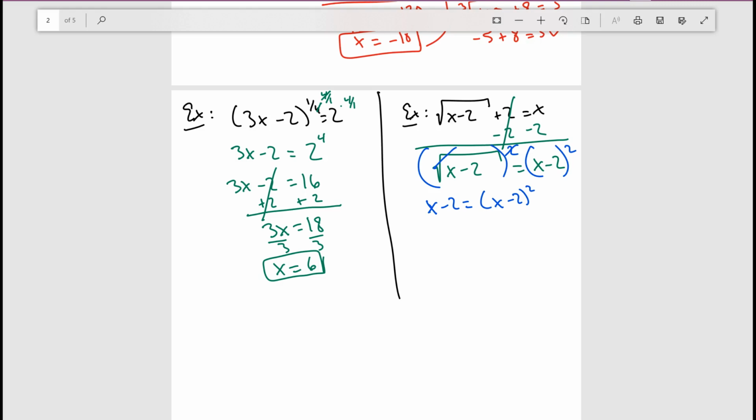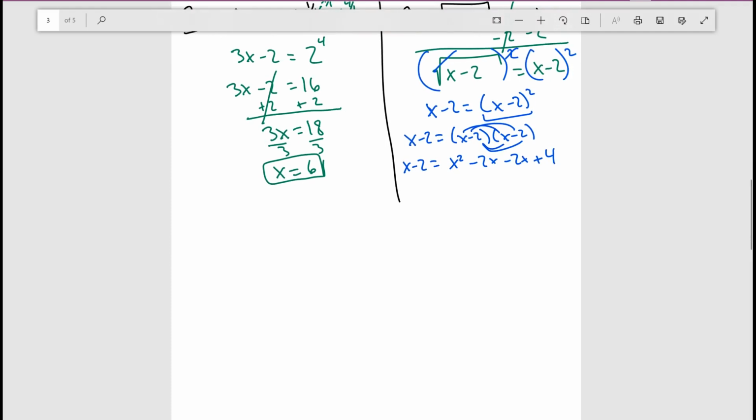Now it doesn't seem like we really did anything. What else can we do? Well, this tells me that there's two of these things. So I have x minus 2 equals x minus 2 times x minus 2. Now let's FOIL everything out. So x minus 2 equals x squared minus 2x minus 2x plus 4. So we're going to have x minus 2 equals x squared minus 4x plus 4.